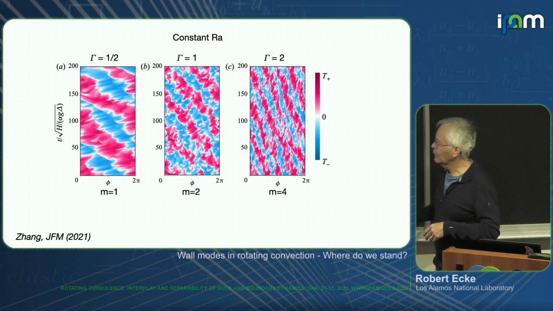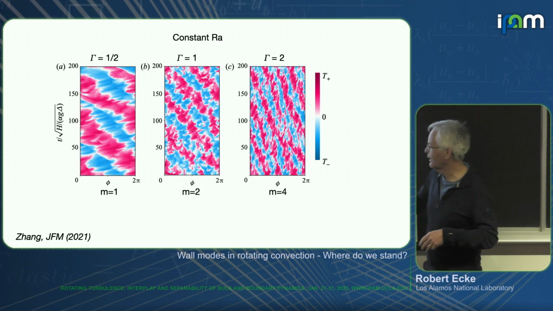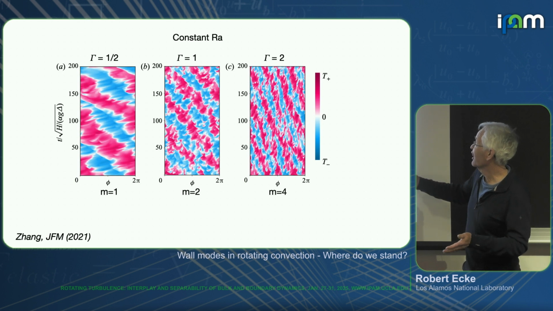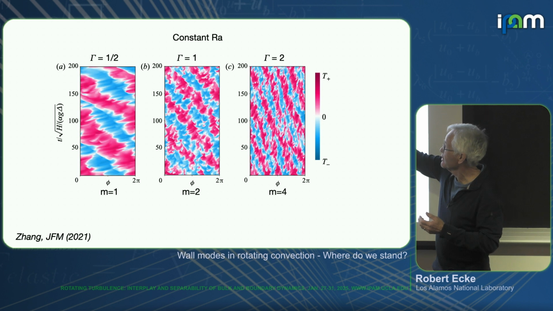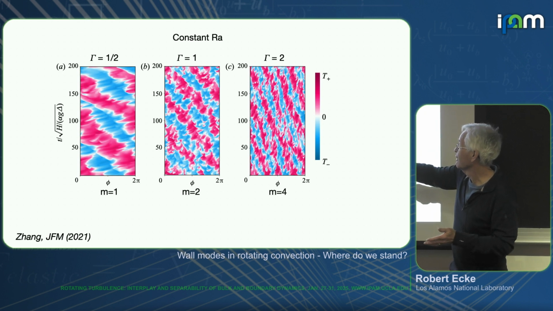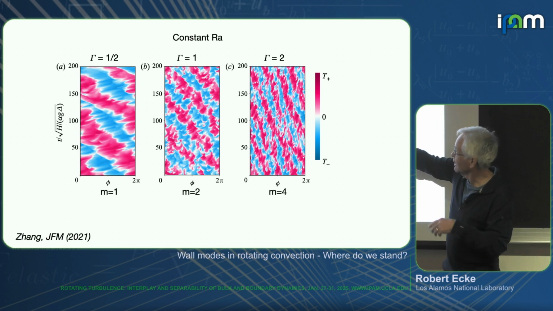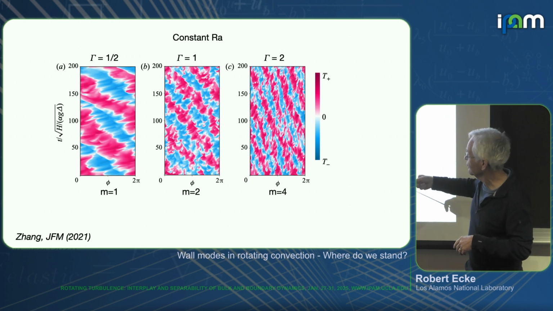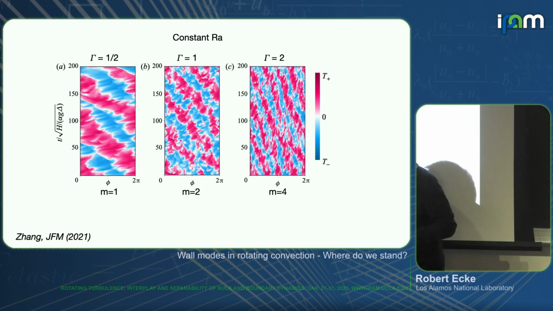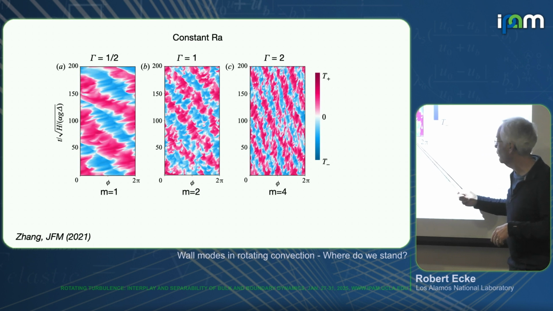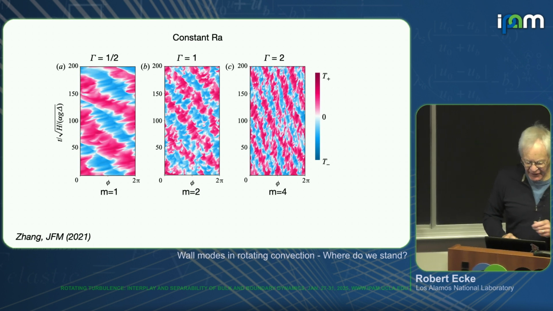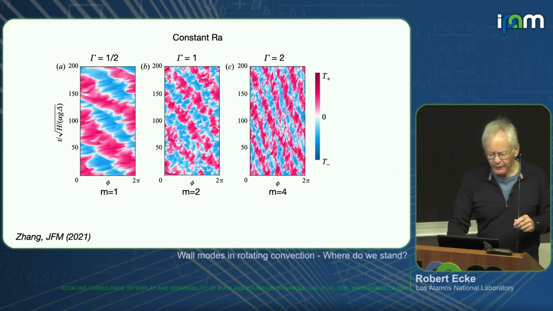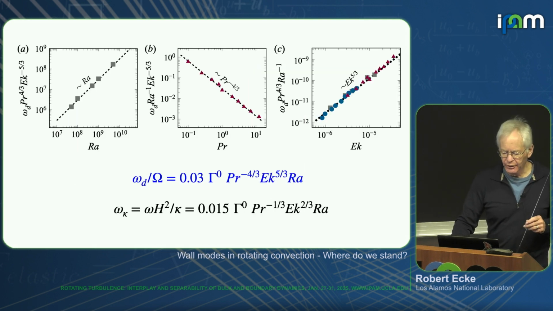So we looked in more detail then at the different states that could exist, again at constant Rayleigh number, I think 10 to the 9. And again, we changed gamma, and you can see that it goes from an m equals 1 state to 2 to 4. And by that time, we were well on our way to understanding that wall modes were important.